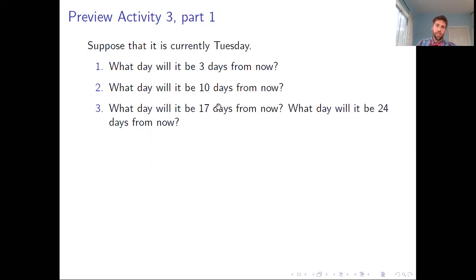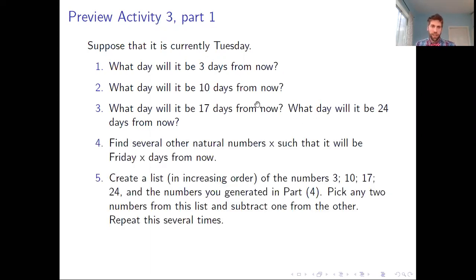What will it be 17 days, 24 days from now? Both are Friday. Now let's find several other natural numbers, x, such that it will be Friday, x days from now. 31 days, 38 days. Create a list in increasing order of these numbers: 3, 10, 17, 24. And then pick any two and subtract one from the other. What do you get? Well, we'll just work with some of these ones.